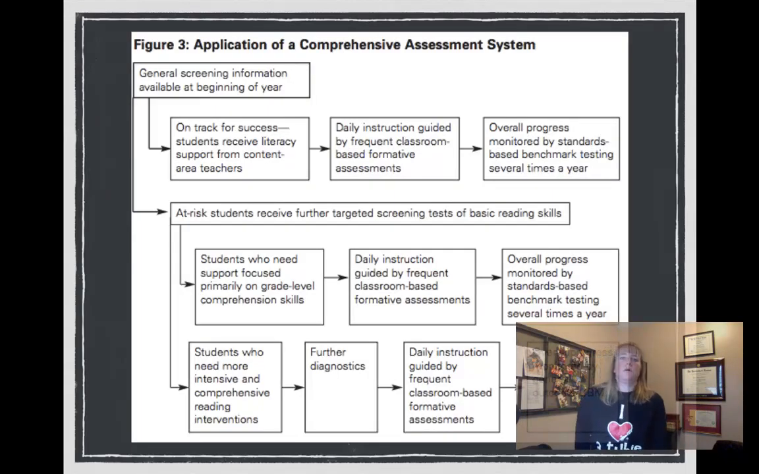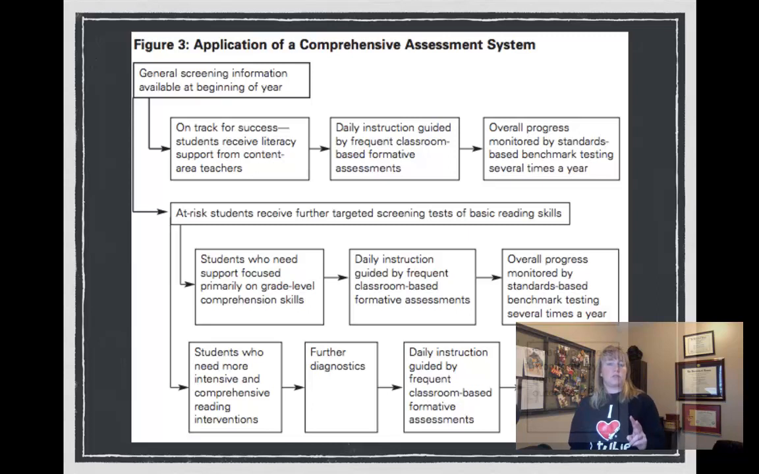So here's a look at what a comprehensive reading assessment system would look like in a school. At the beginning of the year, we do a general screening just to see where everyone is at. Then those students who are on track continue to receive literacy support from their content area teachers. Remember, we're looking at this in terms of middle school and high school students. They're going to get their daily instruction, probably have frequent formative assessments within the classroom, and progress monitoring with those standardized benchmark tests several times a year.